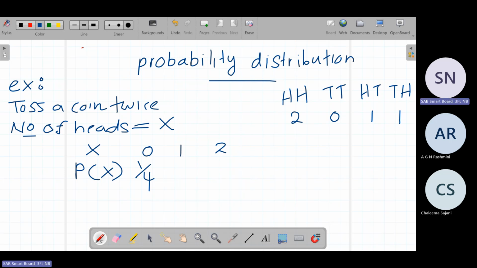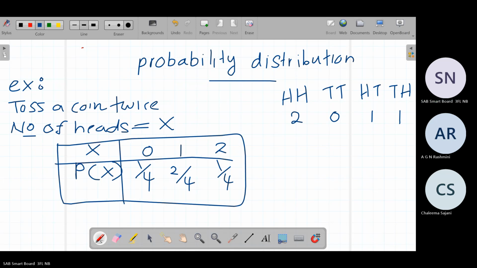What is the probability when x equals 1? 2 over 4. Why? There are 2 chances. Then we can say 2 over 4. What is the probability when x is equal to 2? Only one chance is there, so we can say 1 over 4. Understood? This we call the probability distribution.